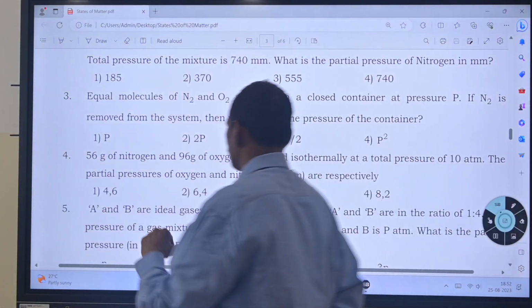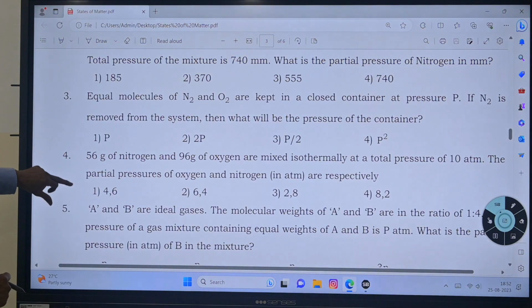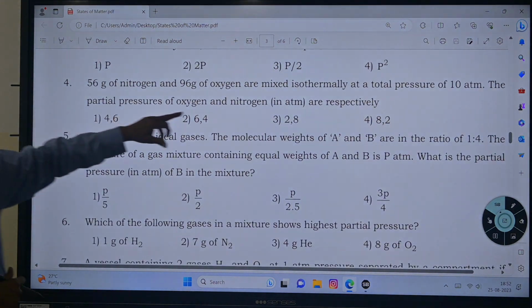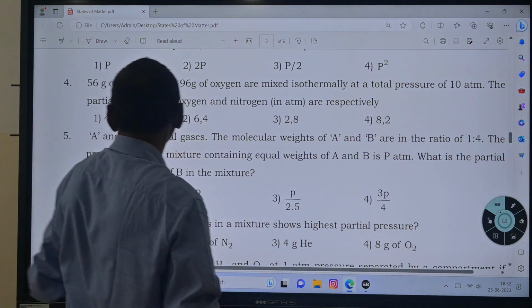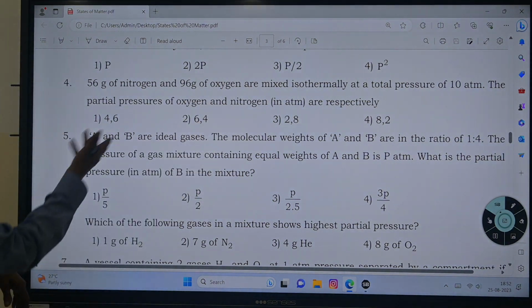Then coming to the other problem. 50 grams of nitrogen, 96 grams of oxygen are mixed isothermally at a pressure 10. Find the partial pressure of oxygen and nitrogen. It's very simple.